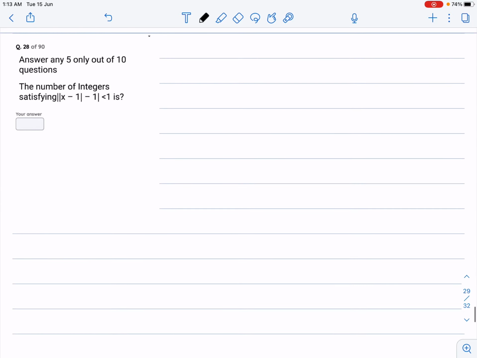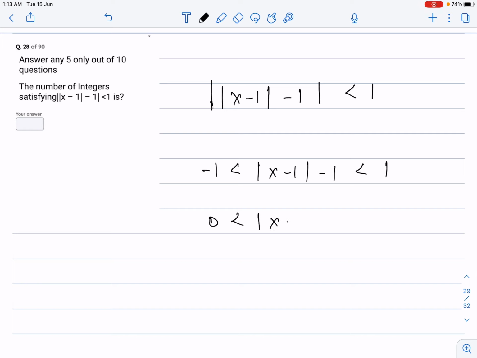The number of integers satisfying mod of x minus 1 minus 1 mod is less than 1. So you would have to write minus 1 is less than mod of x minus 1 minus 1 is less than 1. Now I add 1 throughout the equation. So 0 is less than mod of x minus 1 is less than 2. Now mod is always greater than 0, my dear students. But mod is also equal to 0, so x should not be equal to 1 over here. Otherwise it will become equal to 0.